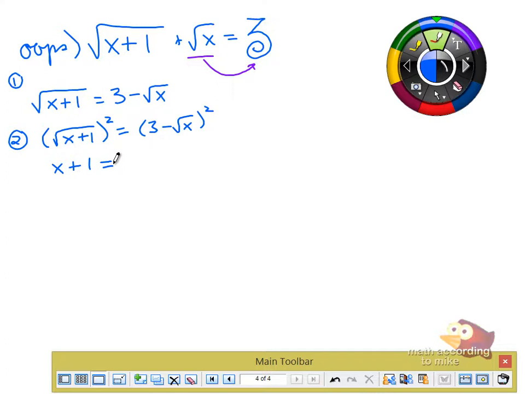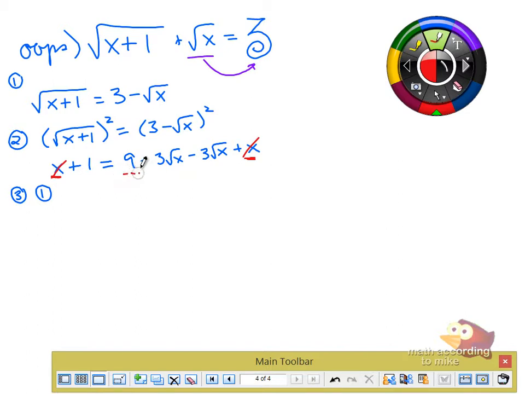What does first give you? 9. Outer. Inner gives you the same thing. Last. Plus x. Questions? Step 3, do we have more radicals? Yeah. Isolate again. What cancels from both sides? The x's. Notice we have an x on the left and an x on the right. Gone.